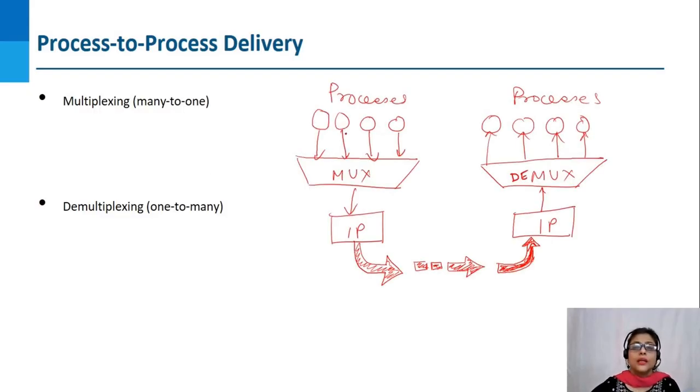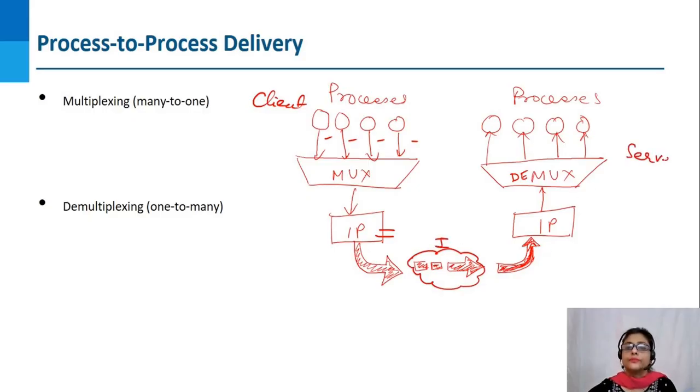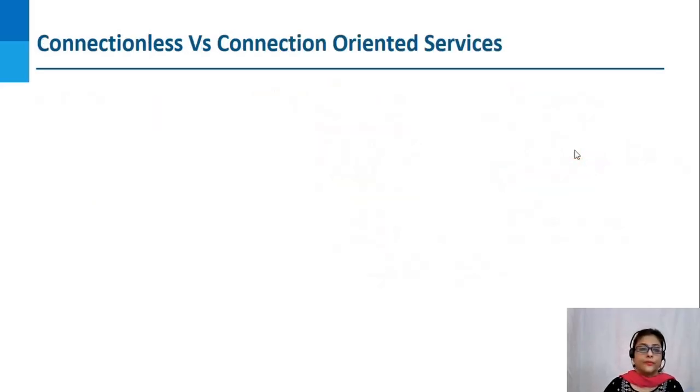So this is an example. There are different processes which are running at the client end. They can be multiplexed, so many to one. It goes to the network layer. With the help of IP addressing, it passes through the internet and goes to the server end. At the server end, it goes to the host based on the IP address. It is here demultiplexed, which means one to many. So based on the port numbers, the data is fed to the different processes of the server.